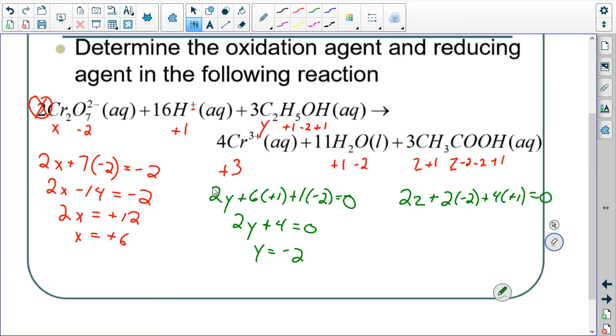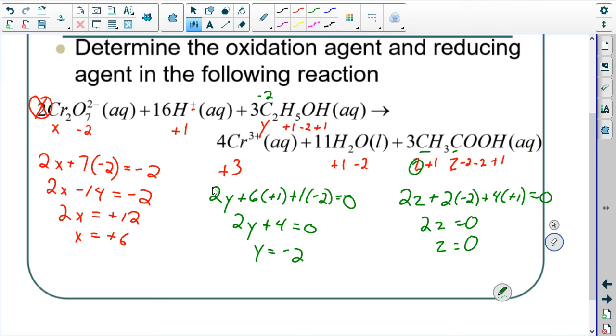Okay, so gather everything together, we get y is equal to -2. Over here, we have 2 unknowns. We occasionally forget that one because it's written in a structural formula. We have 2 oxygens at -2, 4 hydrogens at +1. So we have Z is equal to 0 and Y is equal to -2.